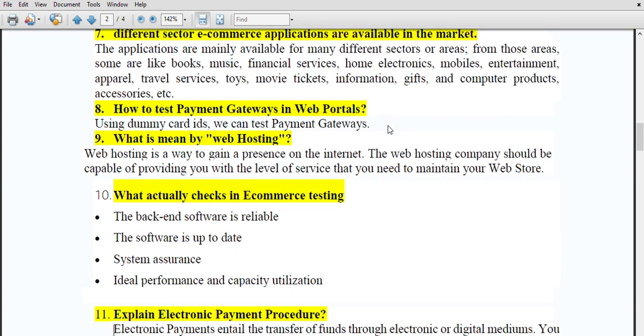Then what are you actually checking in e-commerce testing? In e-commerce testing you are basically checking that the backend software used for the e-commerce is reliable, that the software is up to date, and then system assurance, performance and capacity utilization. These are some of the points you can check in e-commerce testing. Most people think that testing an e-commerce website is primarily focused on security features. It is not only that, it's more about ensuring each and every component of your e-commerce website.